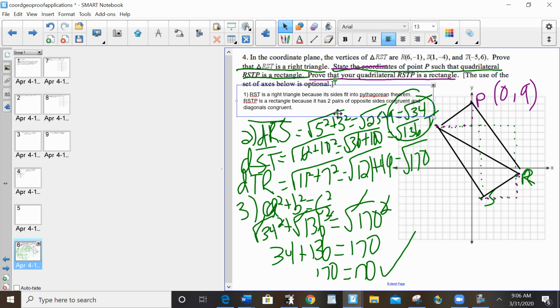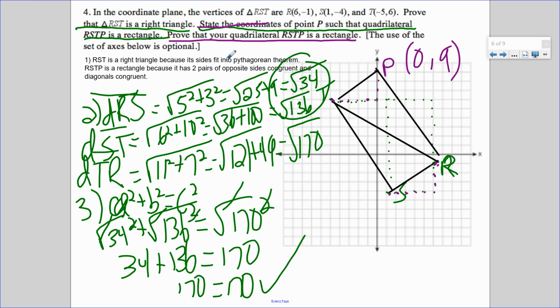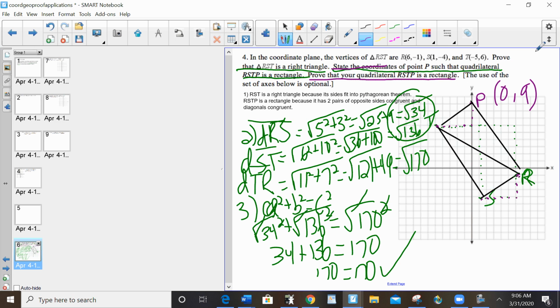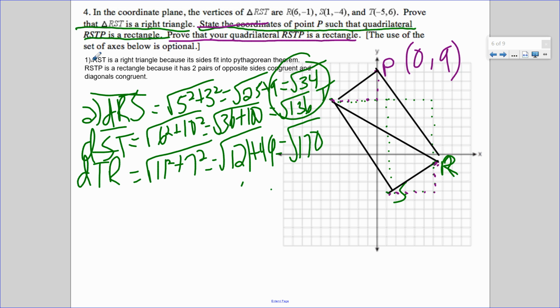Because there are diagonals here, I have to do 6 distances, and I already did 3, so I don't have to recalculate those. I'm just going to continue calculating distances since I have 3 already. I'm going to now find the distance of TP, the distance of PR, and the distance of RS.